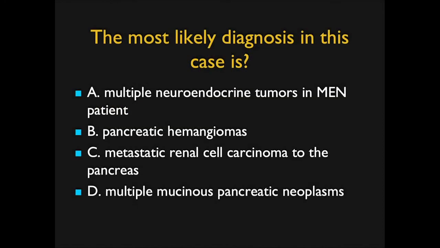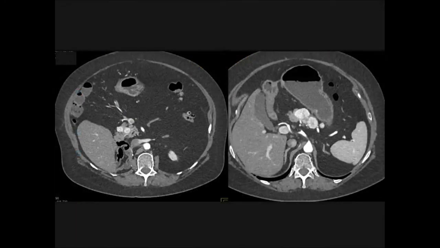The most likely diagnosis in this case, well, when you look, you see multiple enhancing lesions in the pancreas. So you can say, well, this could be multiple neuroendocrine tumors in a patient with MEN1 syndrome, let's say. It's not going to be hemangiomas, obviously, and it's not going to be mucinous tumors. But what you notice here is the liver rotates posteriorly, the bowel falls posteriorly. This patient has had a right nephrectomy, which means the patient had a renal cell carcinoma, and these lesions are all hypervascular lesions or metastasis to the pancreas from clear cell renal cell carcinoma.